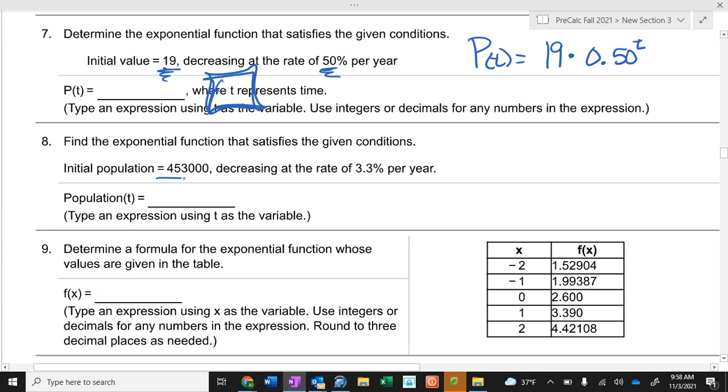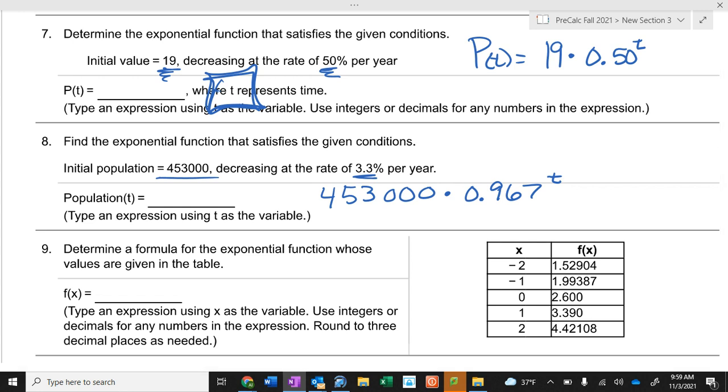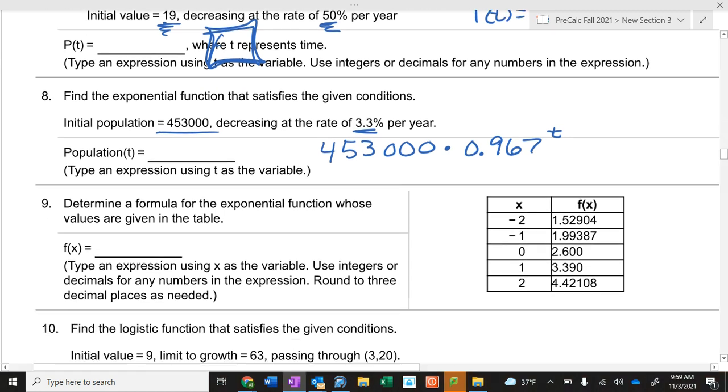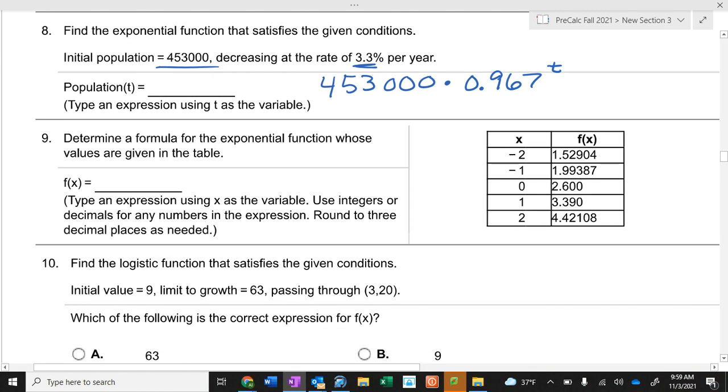Okay? This one, initial value, 453,000 people. It's decreasing at a rate of 3.3% per year. So we're taking it times 0.967 to the t power, not to the x power, because t is for time. How did I get 0.967? 1 minus 0.033.